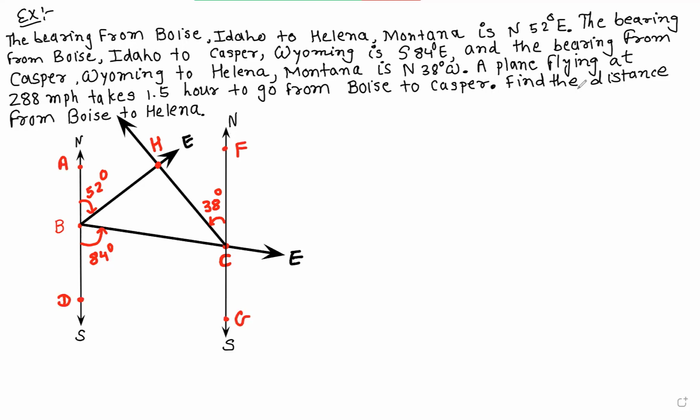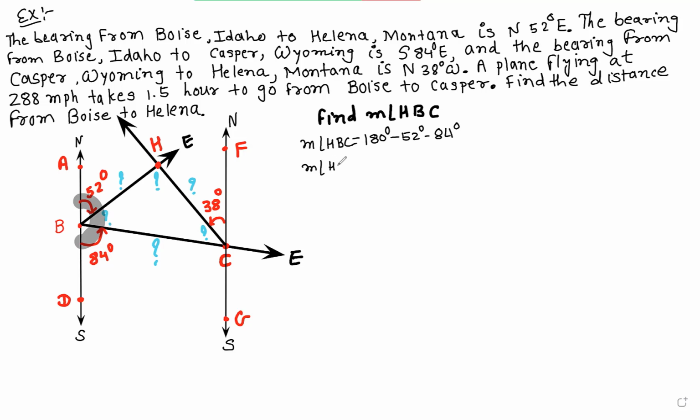Our goal now is to find the distance from Boise, Idaho to Helena, Montana. This distance BC. Let's place a question mark here. Remember again, our goal is to find this particular angle, this angle, this angle in a triangle. And let's see if we need these sides to find this distance BC. So to find the angle HBC, we will use this linear angle 180 degrees. So from 180 degrees, we will subtract 52 degrees and 84 degrees. So measure angle HBC equals 180 degrees minus 52 degrees minus 84 degrees, which is equal to 44 degrees.